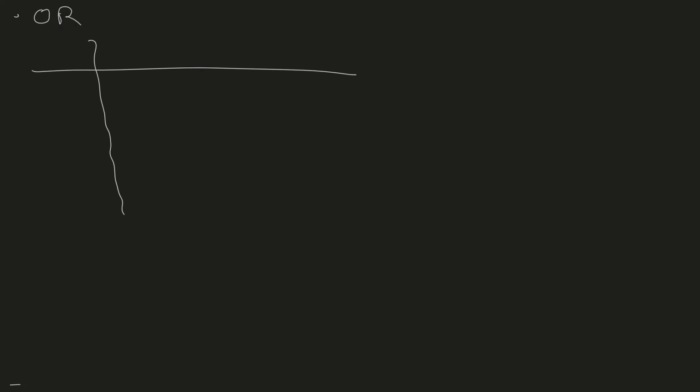The truth table for the OR operator more or less looks like this. So for the OR operator, whenever either of the statements, it doesn't matter the first one or the second one, whenever one of the statements is true, the overall statement as a whole will be true. So let's look at an example.